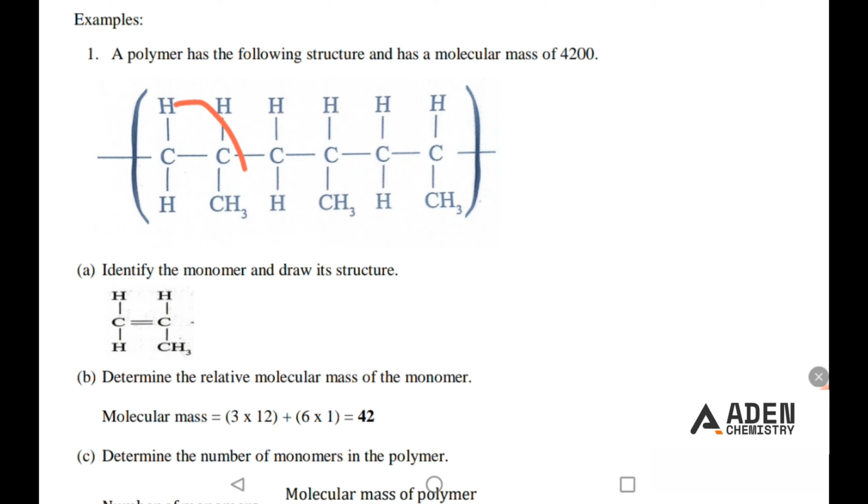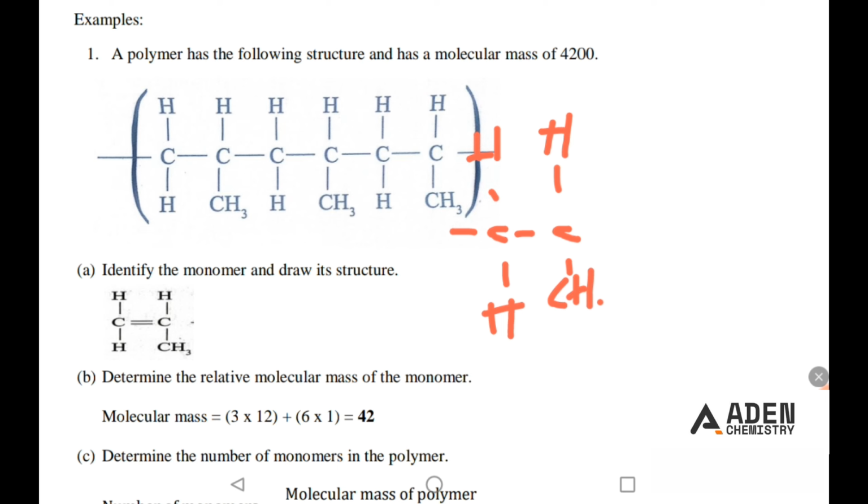So what will you do? You remove it first of all, because I have to identify. So it is like this. I have 1 hydrogen, another hydrogen there, then a CH3 there. Then I have identified, so I have to draw its structure.